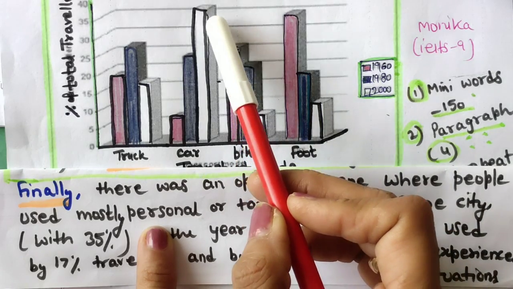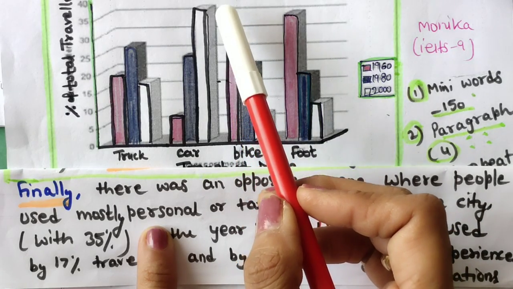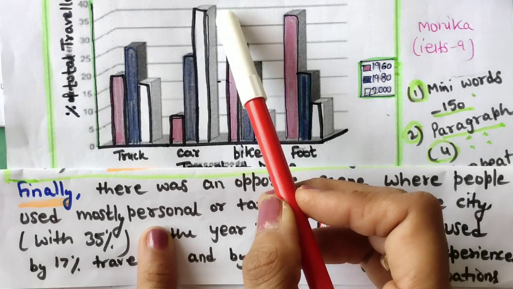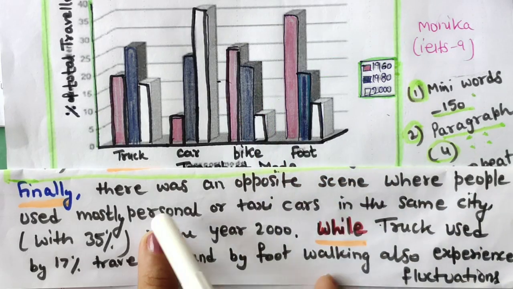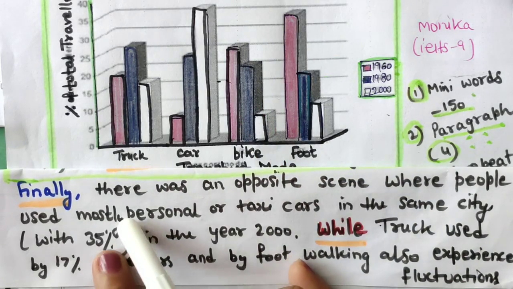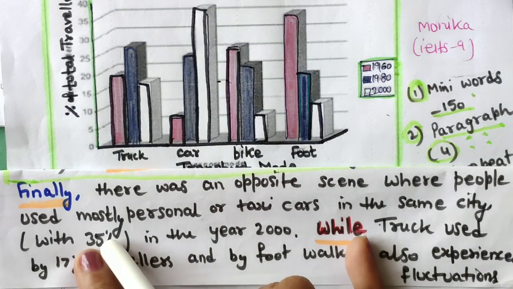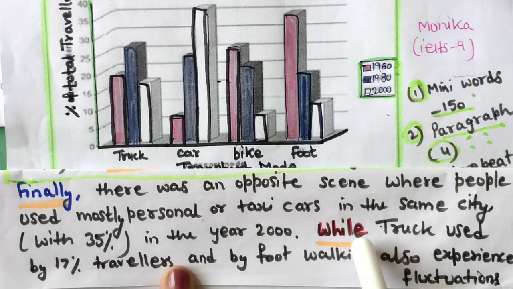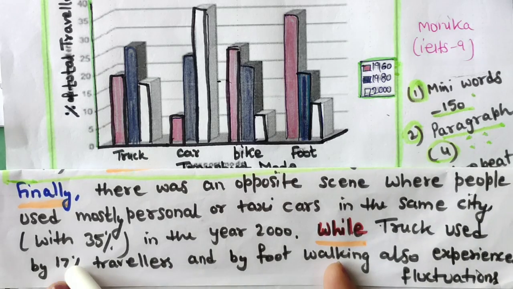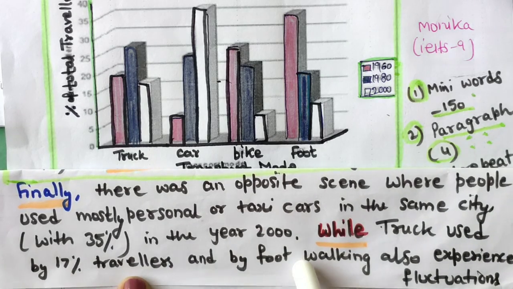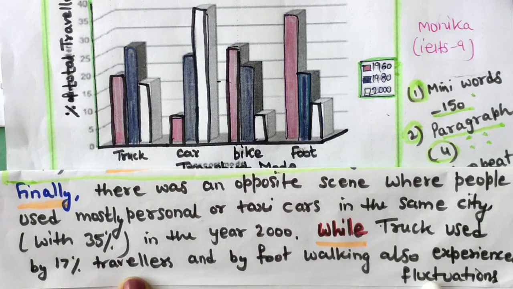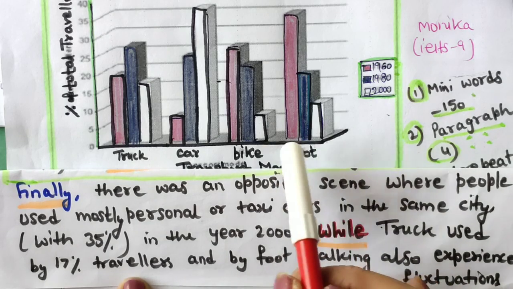People used cars, the highest percentage of total travelers. See this, you can see this. There was an opposite scene where people used mostly personal or taxi cars in the same city, with 35% in the year 2000, while trucks were used by 17% of travelers and walking on foot also experienced fluctuations. Now I have skipped bikes.